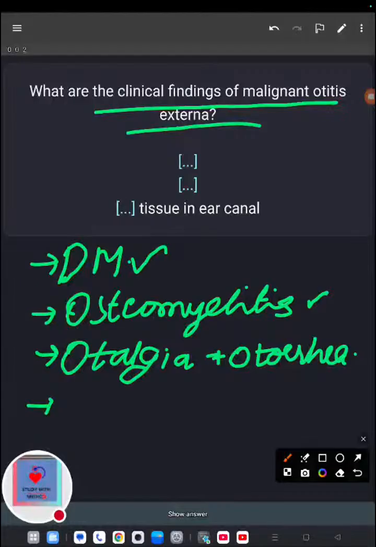Osteomyelitis, otalgia and otorrhea. And what? There will be severe pain because nerves are involved now. Severe otalgia will be there and otorrhea will be there.